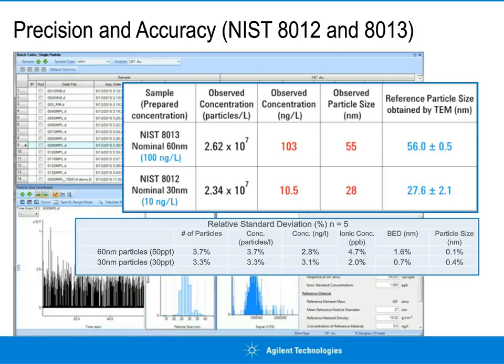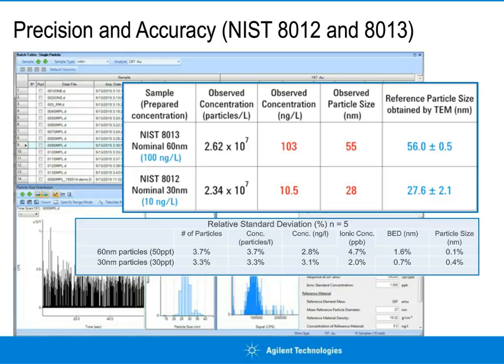We also calculated the precision as relative standard deviation for the 5 replicates of each. And we calculated that for the number of particles for both sample sizes, the concentration of particles per liter, the concentration in nanograms per liter, and in all cases the relative standard deviation was around 3.5%, so that's quite good. We also calculated the precision of the ionic concentration measurement, which came out to be between 2 and 4.7%, so again quite good.